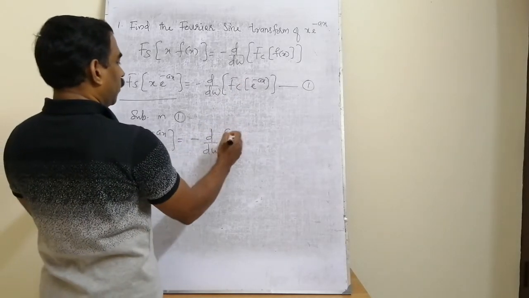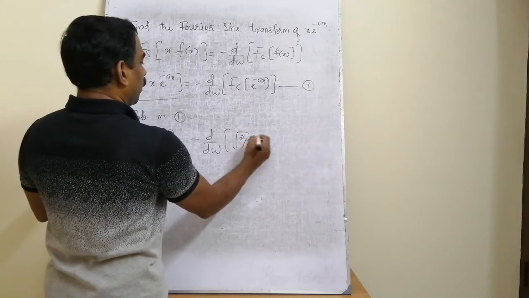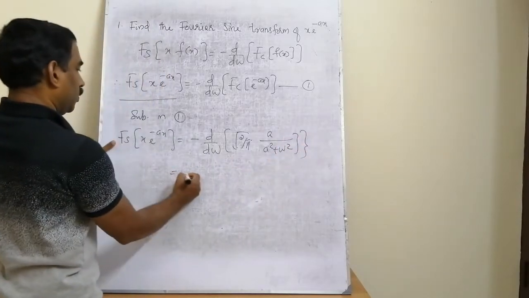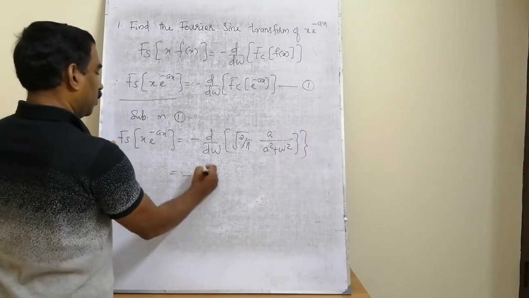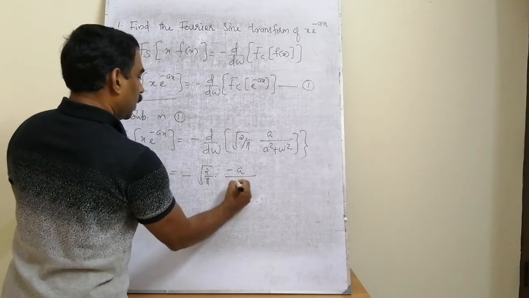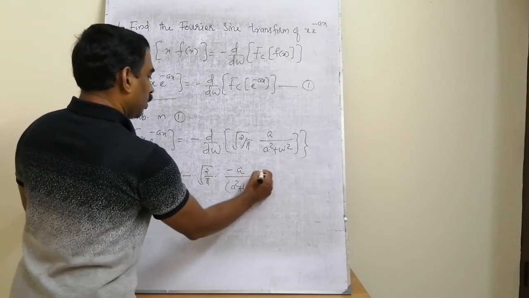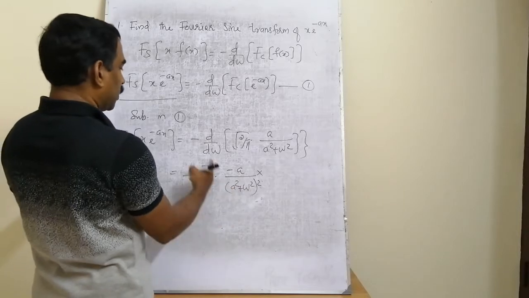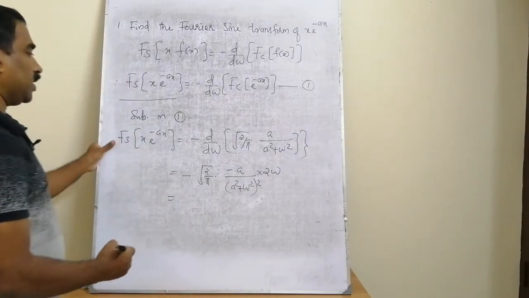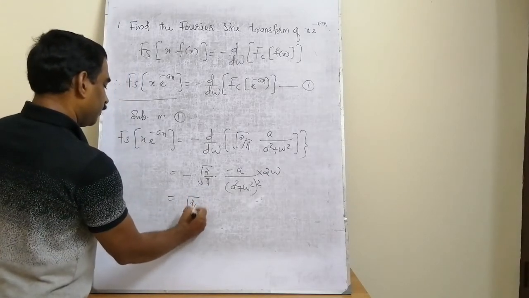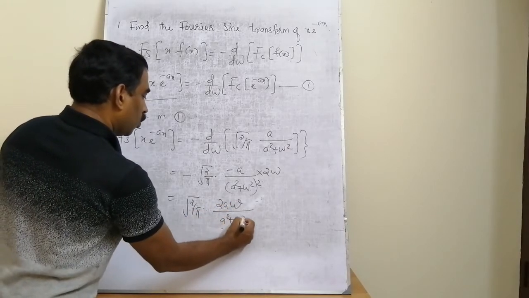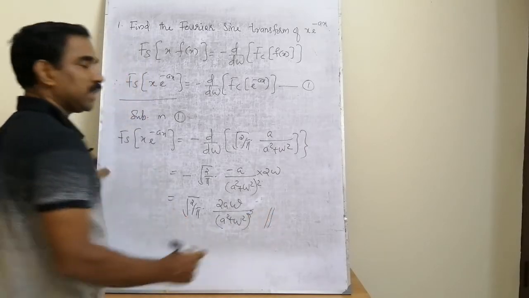and we have the value square root of 2 by pi into a by a square plus omega square. Differentiating with respect to omega, removing the constants, that is square root of 2 by pi into minus a divided by a square plus omega square the whole square, into the derivative of a square plus omega square with respect to omega, that is 2 omega. Or finally we can simplify this as square root of 2 by pi into 2a omega divided by a square plus omega square the whole square. So this is the answer of the first question.